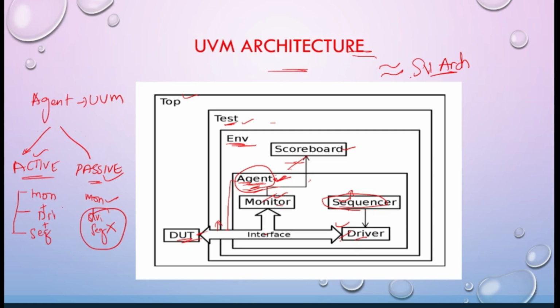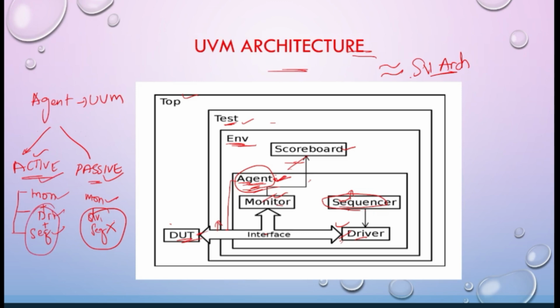So what is the use of the active and passive agent? You all know that the driver is used to drive values into the DUT, right? So whenever the input or data needs to be driven to the DUT, then we go for the active agent. Because in the active agent, the monitor, driver and sequencer are all active in nature.